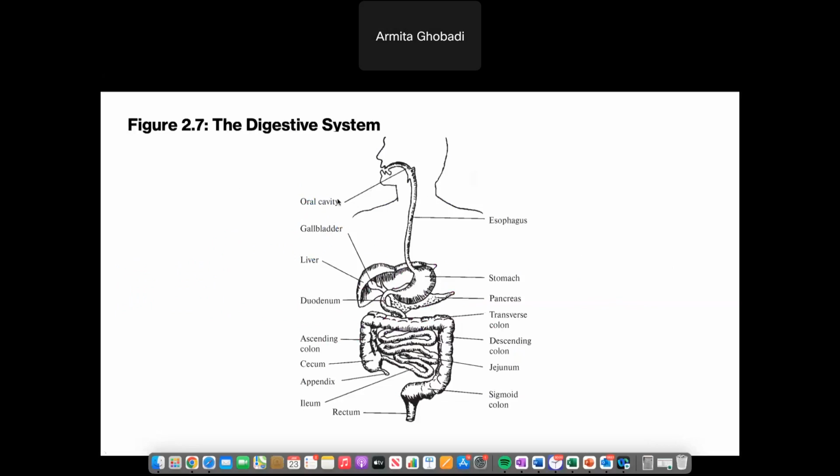Then comes the gallbladder. I guess you know about this. The gallbladder is responsible for fat digestion and absorption, and different responsibilities with respect to bile. For example, it does bile storage, concentration of bile, and releasing of bile.